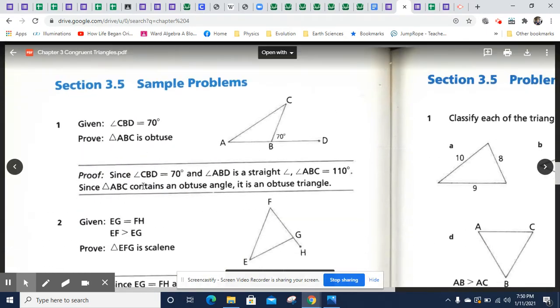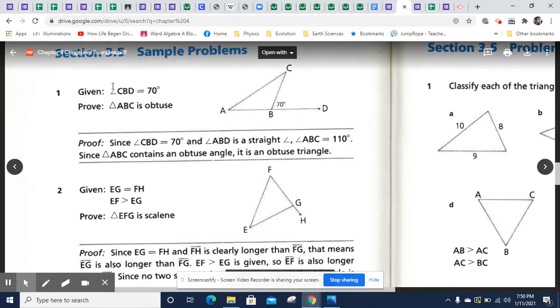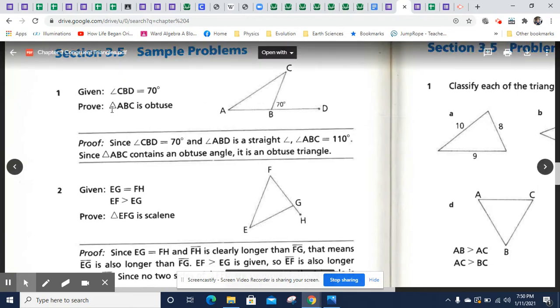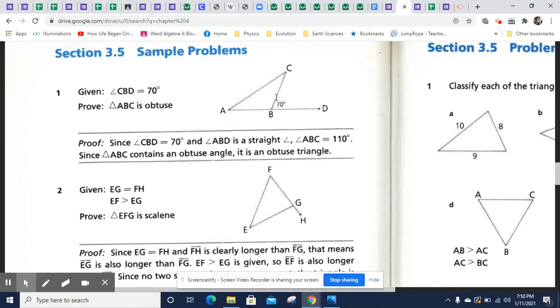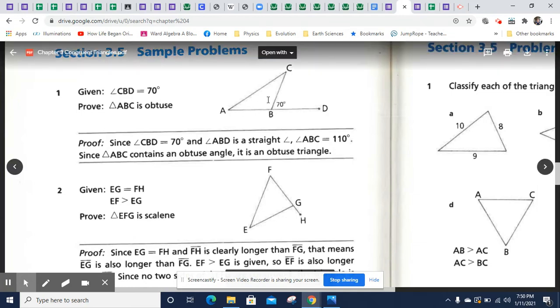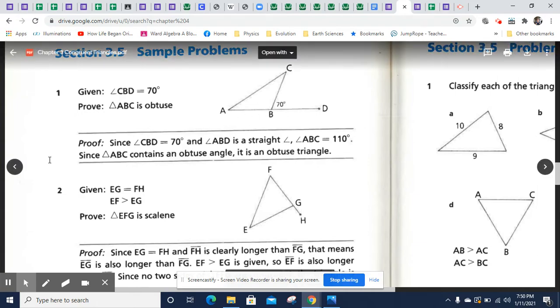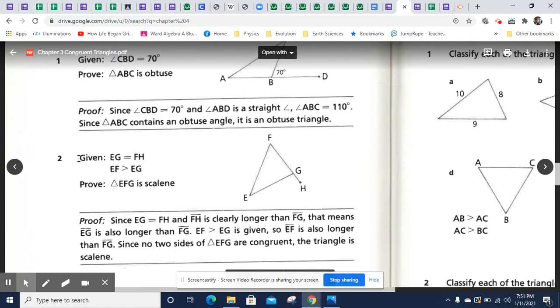So we've got, given, angle CBD, there it is, CBD is 70 degrees. Prove that triangle ABC is obtuse. And so they lay it out for you. So CBD is 70, and it is supplementary to angle ABC, which would have to be 110. Since it contains an obtuse angle, the triangle is obtuse.